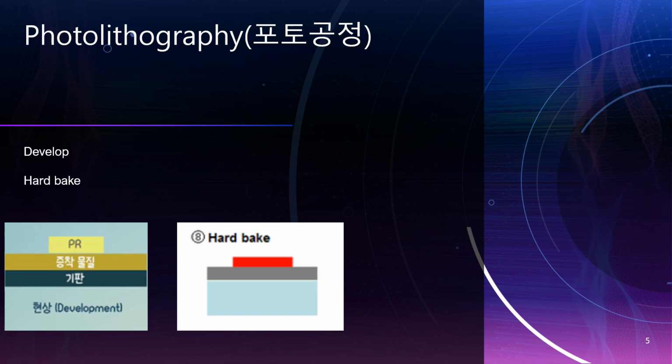And development. After exposure, apply the developer liquid to remove the resist from the unexposed area. This reveals the patterns. The developer liquid serves to dissolve the resist.